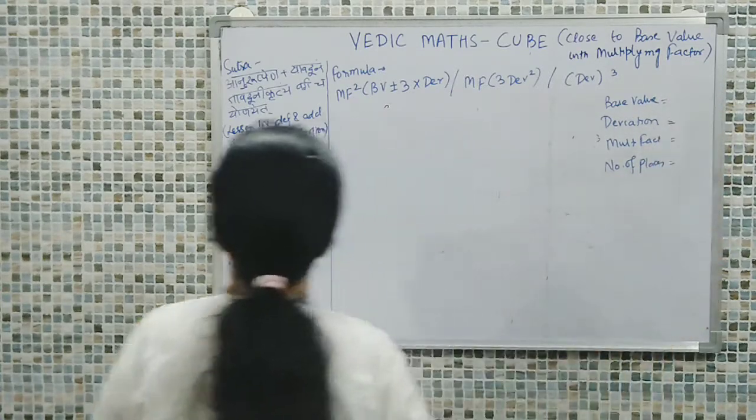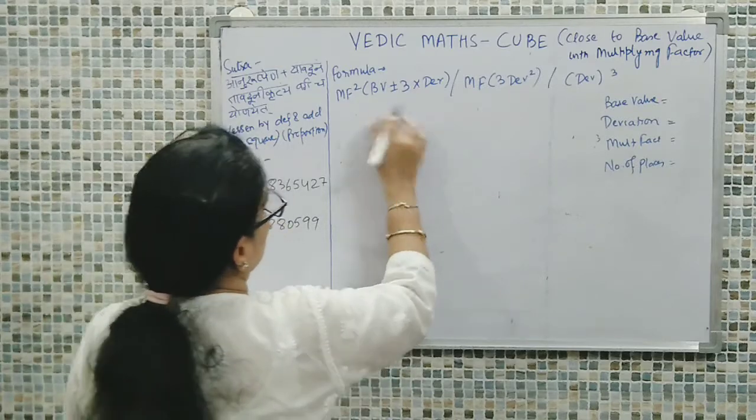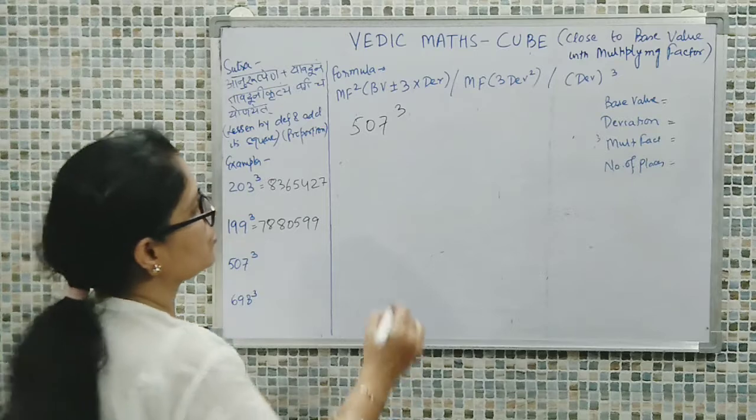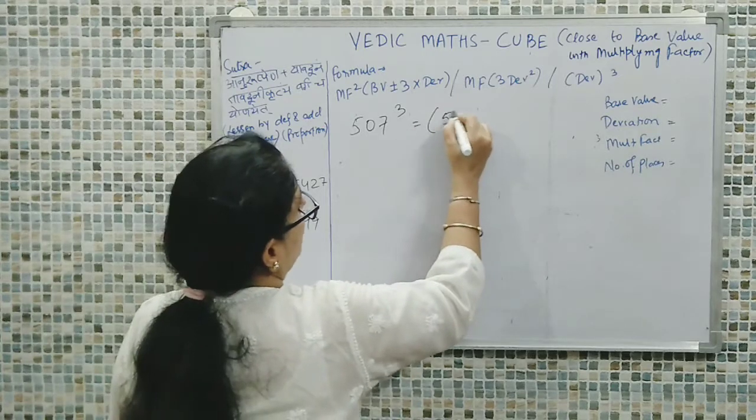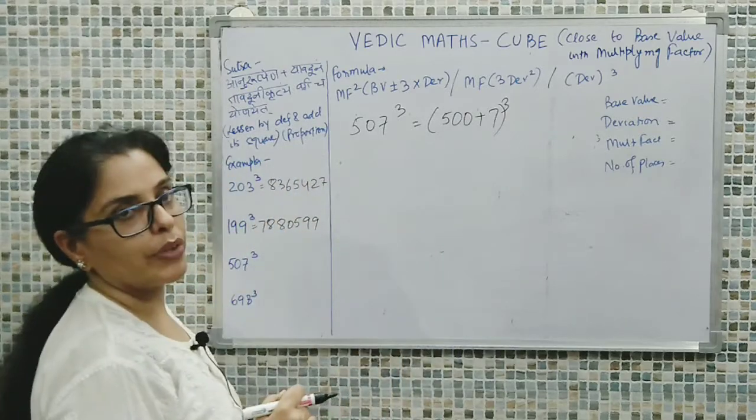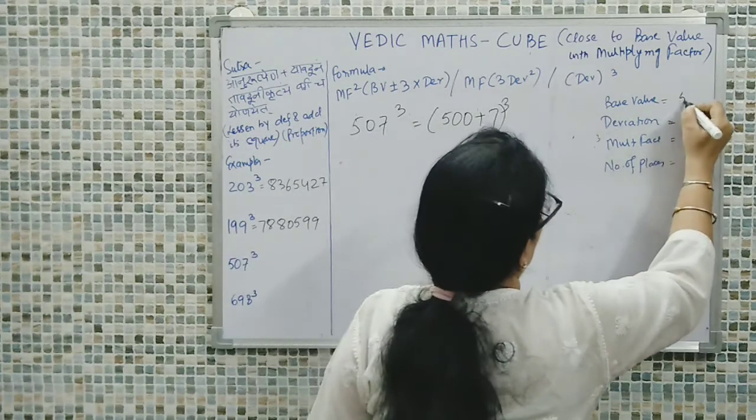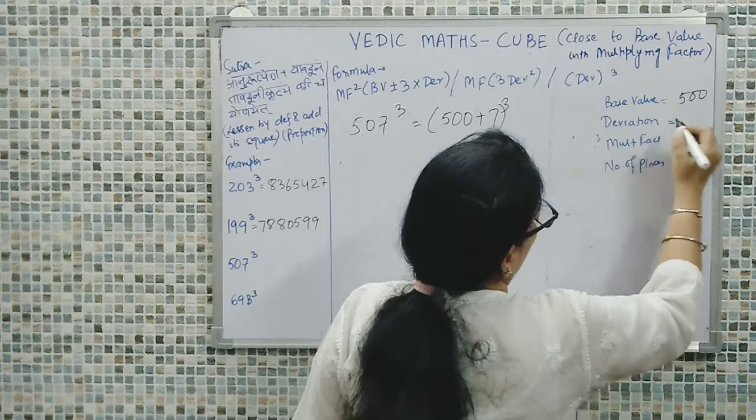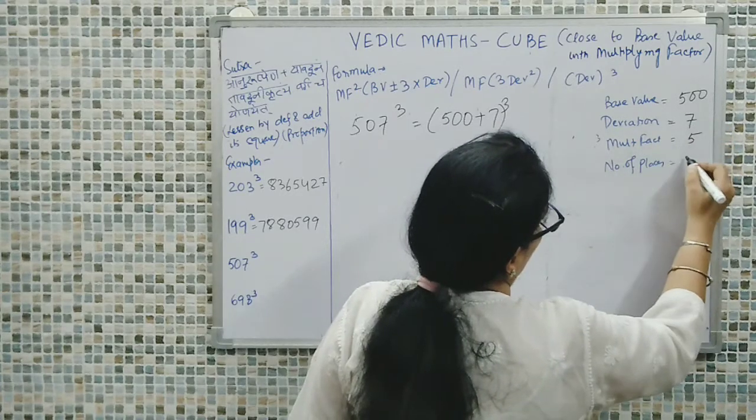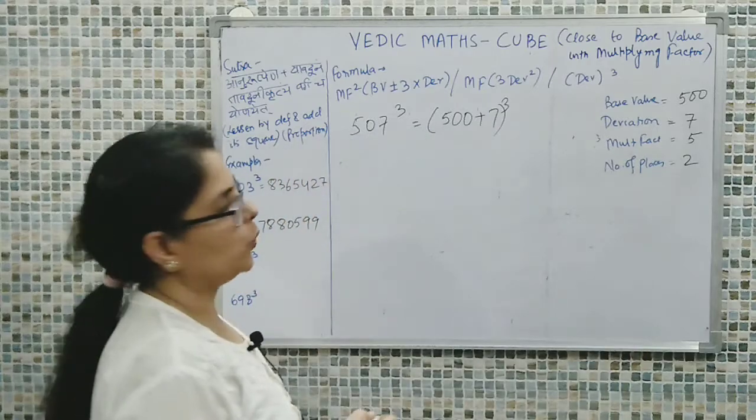Now taking the next example, that is to calculate the cube of 507. So that can be written as (500 + 7) whole cube. Right. So the base value is 500. Deviation is 7. Multiplying factor is 5. And number of places is 2.